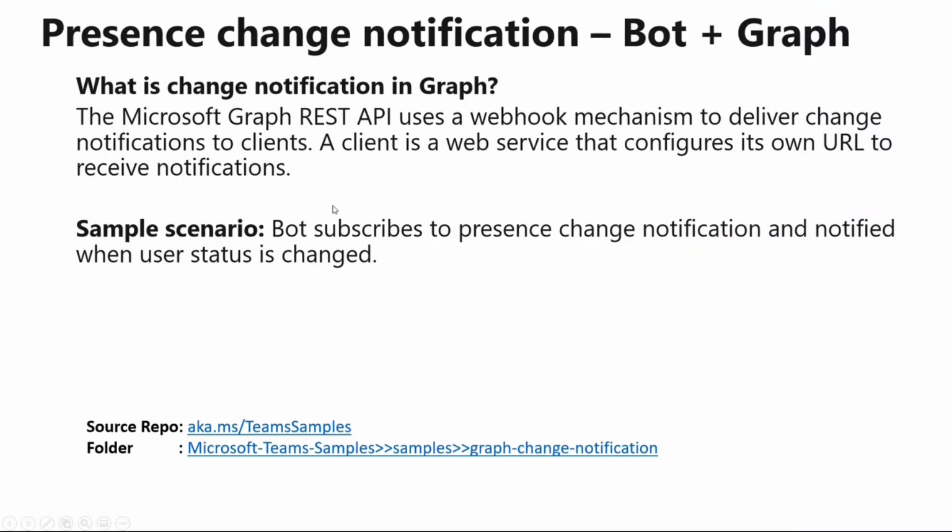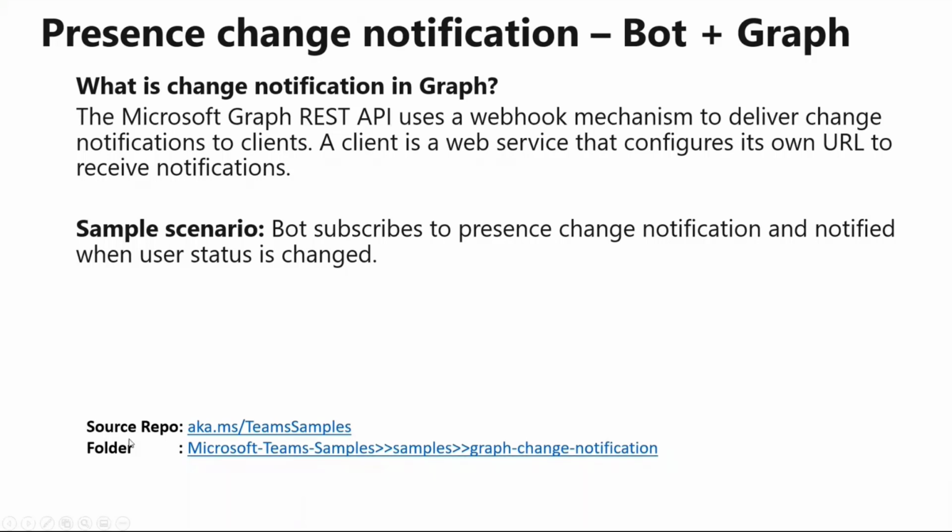When you talk about the change notification for Graph, it's a way of providing a webhook mechanism to deliver the changes happening and provide that information back to the client. The way it happens is, as a client application, you subscribe to a particular notification and you provide a webhook URL where you want to receive the notification. In the current sample, the bot actually subscribes to the presence change notification for the current user. And whenever the status gets changed for the current user, it just sends a proactive message.